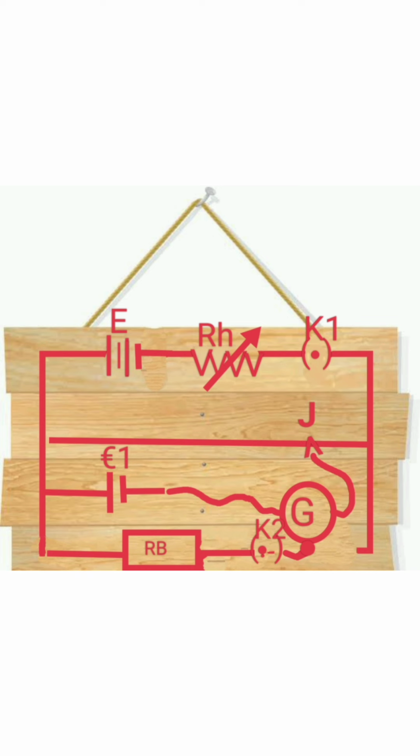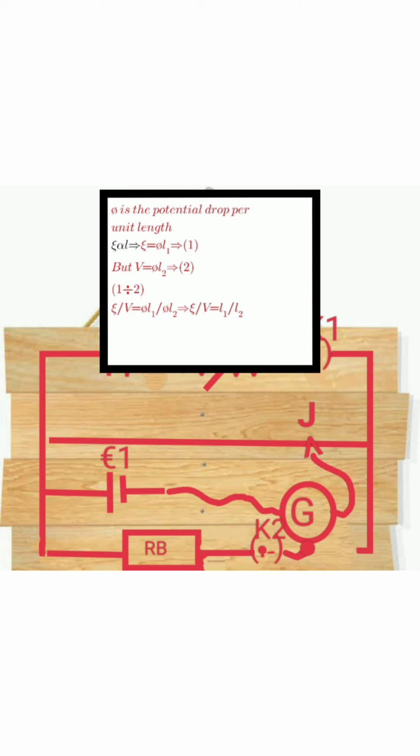In the second step, key K2 is closed. Then again, the jockey is adjusted to find the null deflection of the galvanometer. Then the balancing length L2 is noted. The terminal voltage V is equal to phi L2. We have already seen the first equation, epsilon is equal to phi L1, and V is equal to phi L2. Dividing 1 by 2, epsilon by V is equal to L1 by L2.